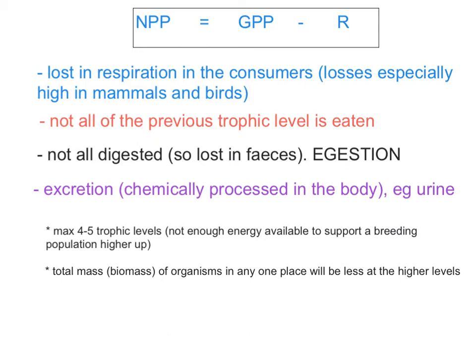This is the reason why biomass pyramids are actually pyramid shaped. Because as you move up through the trophic levels, NPP is reducing for the reasons just said, and therefore the amount of biomass available reduces at each trophic level, which results in this classic pyramid shape, as you can see.